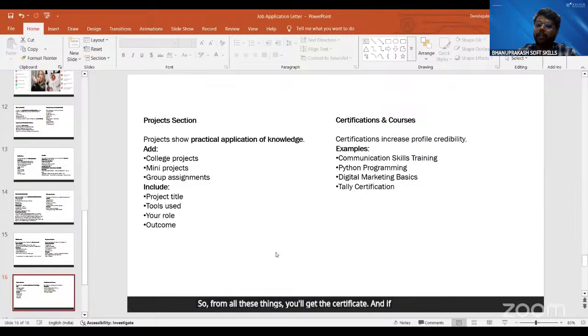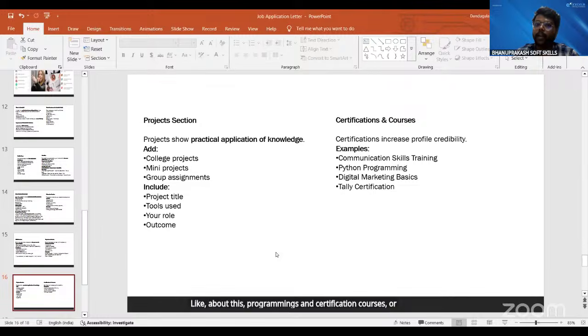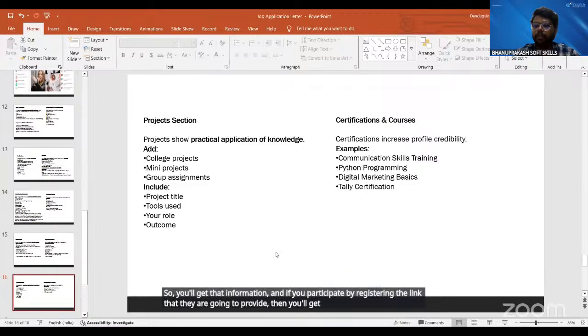And if you still can't figure out where we can find this kind of hackathons, seminars, webinars, LinkedIn is the best platform. A few people post about programming and certification courses, or certification one-day webinars, one-day seminars. So you will get that information, and if you participate by registering through the link that they provide, then you will get some certificates from them, as this works great in the profile.